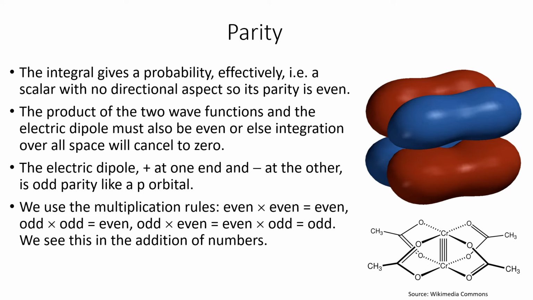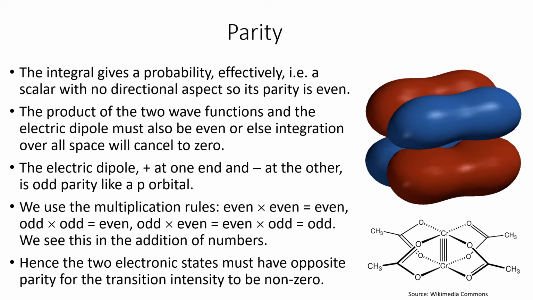And so we then have to consider what the two wave functions' parities are when we combine them. And they combine a little bit like when you add numbers. If you have an even parity wave function and multiply it by another even parity wave function, the product is even parity. Odd times odd also comes out as even. But if you combine two parities that are different, then the product comes out as odd parity. And this is going to turn out to be very significant, because if the overall product of those three things has to be even parity, then it turns out that the two electronic states have to have opposite parity.